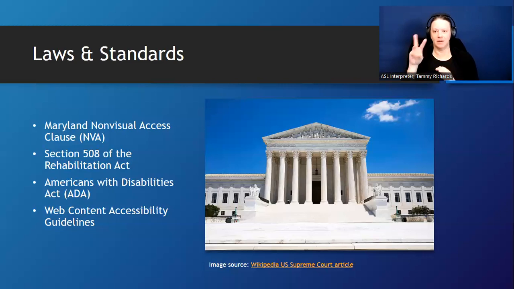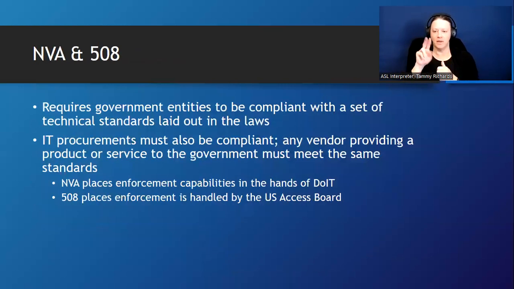So I'm going to start with the NVA and Section 508 because those two are the ones that require government entities to be compliant with a set of technical standards that are laid out in both laws. In Maryland, the NVA focuses more on non-visual access because it was sponsored by the National Federation of the Blind, but it still directly cites Section 508, so there is quite a bit of overlap between the two. But they effectively say any state department, or in the case of 508, any federal department, when they are putting out services or information to the public, they need to be this level of accessible.